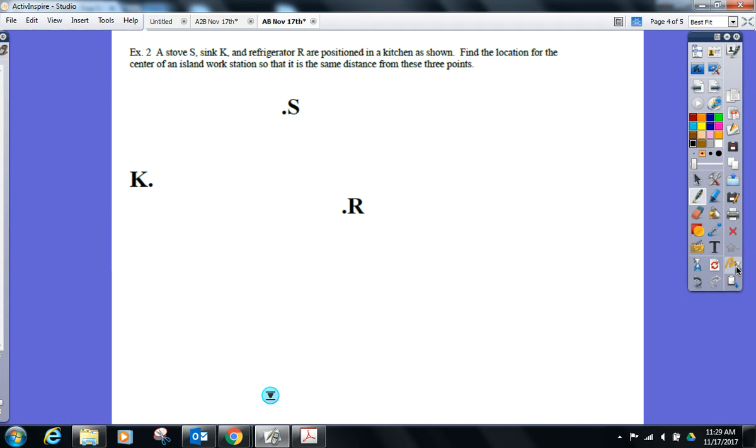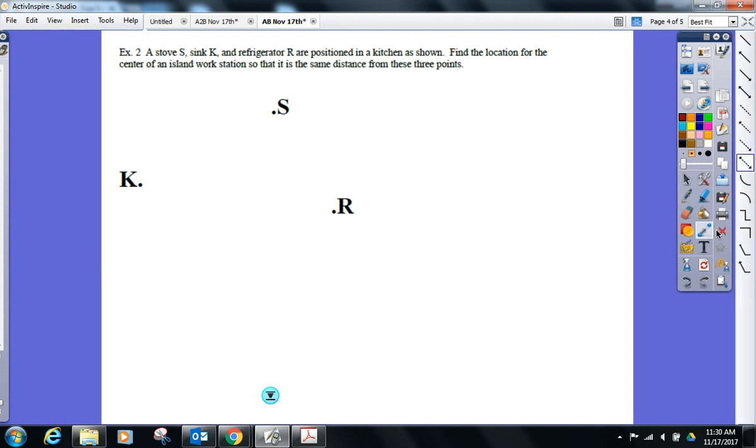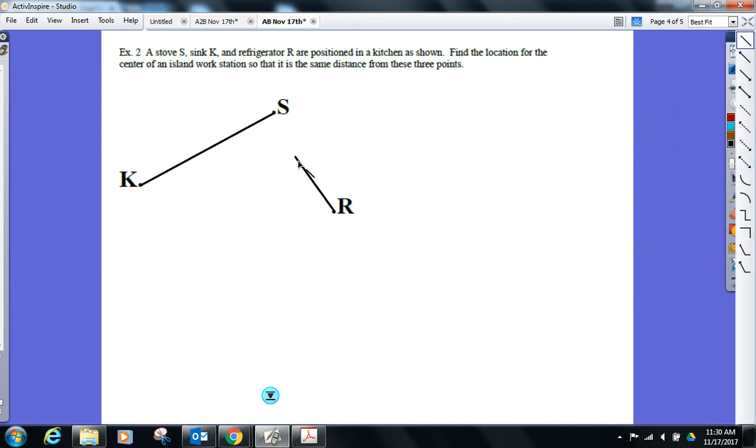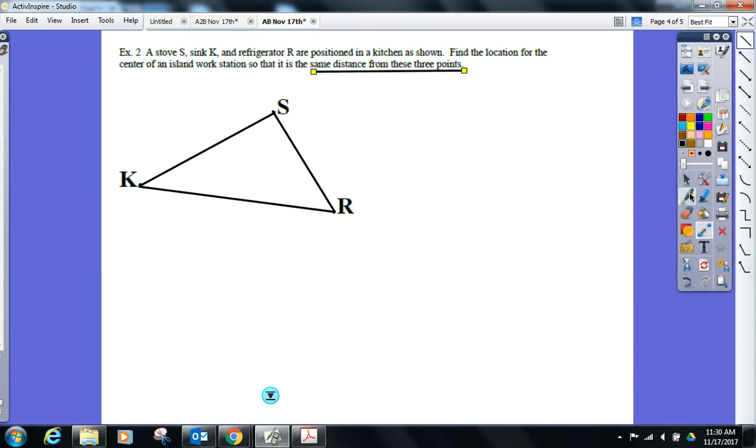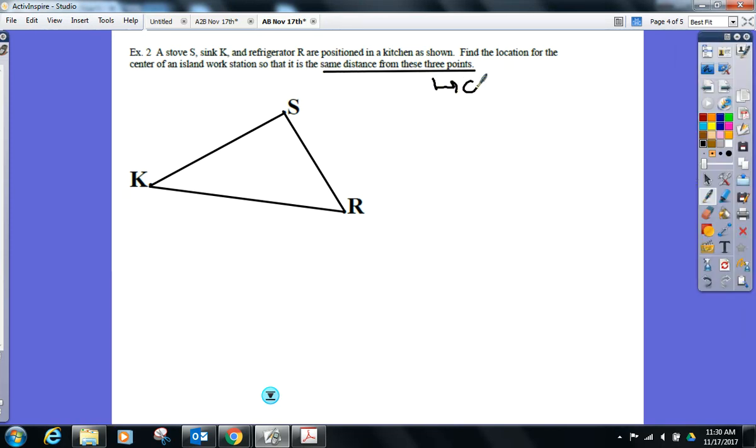If I connect these 3 vertices, what do I form here, guys? Oh, a triangle, you don't say. And what's that special point going to be called that's equidistant? The Circumcenter. So I'm going to find the same distance from these 3 points. I'm asking for the Circumcenter.